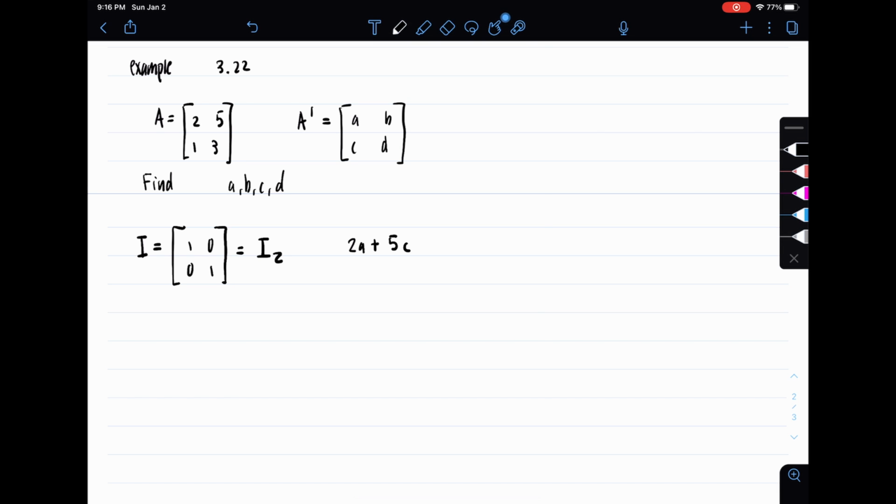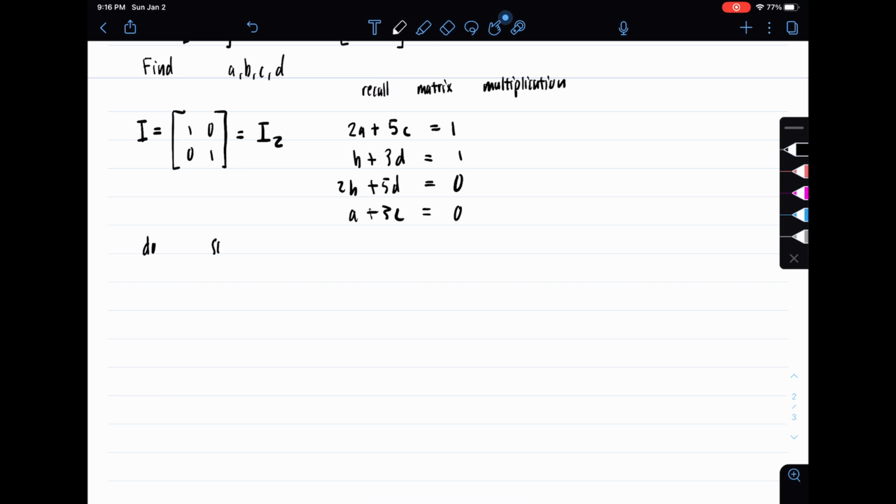So, simply we just do some matrix algebra. We know how to do multiplication, row times column, row times column. Then it will be pretty easy for us to get some equations such as 2a plus 5c equals 1, b plus 3d equals 1, 2b plus 5d equals 0, and a plus 3c equals 0. If you don't know how I got this, please stop the video and try to do this yourself.